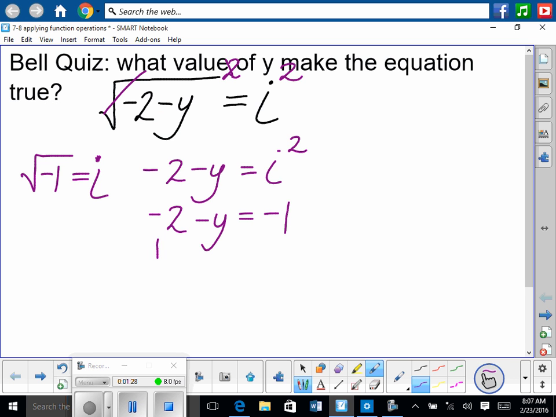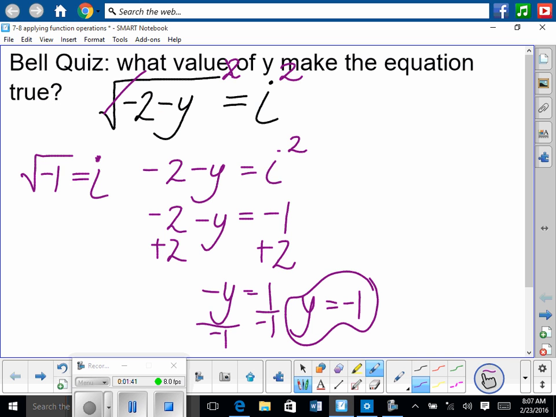Then from there, we'll solve for y. So what will we do? Add 2 to both sides of the equation. So we have negative y is equal to 1. And then to get y completely alone, we'll divide by negative 1. So we have y is equal to negative 1. How many got that answer?